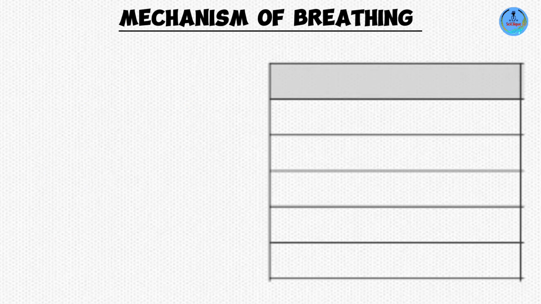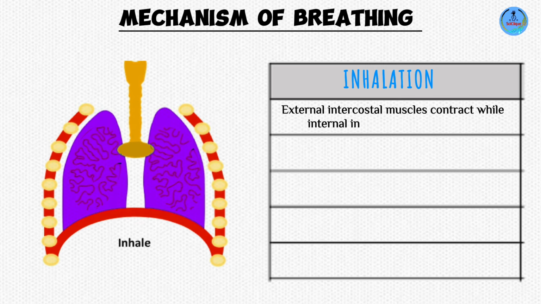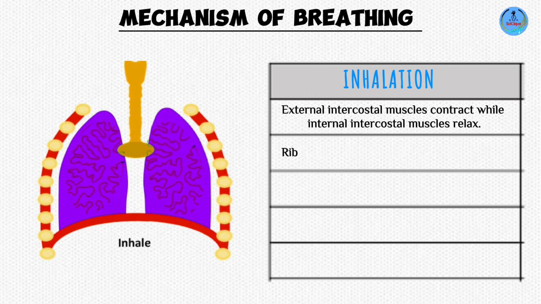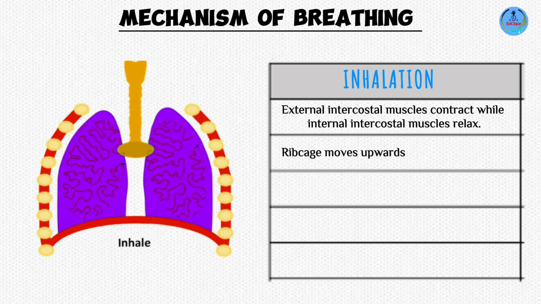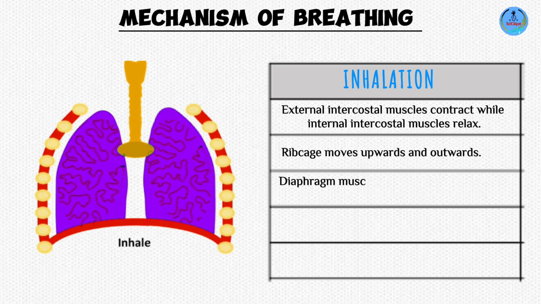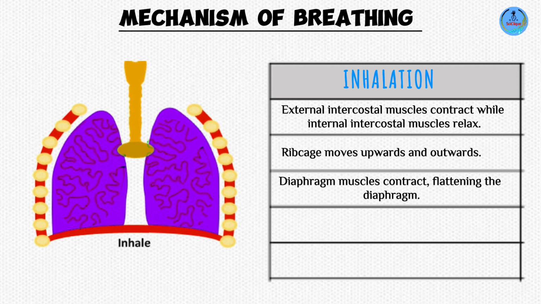So I'm going to place the information in a table. Number one, you're going to have the external intercostal muscles contracting. What did we say will happen to the internal intercostal muscles? They will relax. So this causes the rib cage to move upwards and outwards, as you can clearly see. Next has to do with the diaphragm. The diaphragm muscles contract, and by contracting, they cause the diaphragm to flatten.